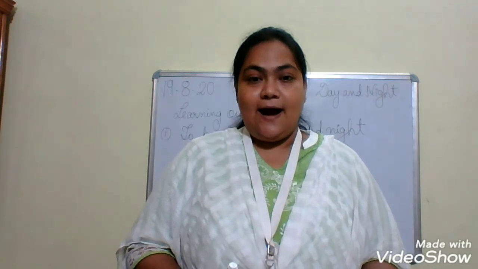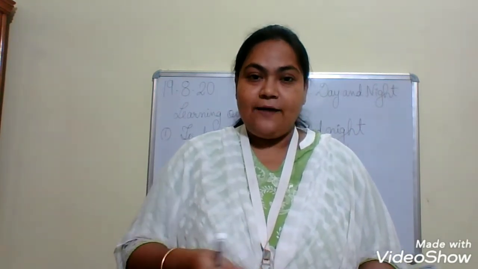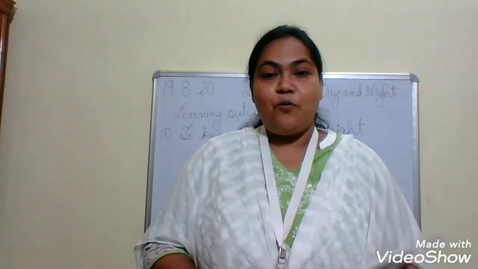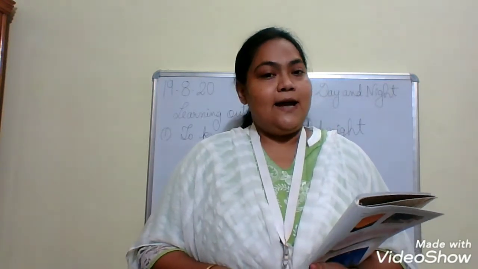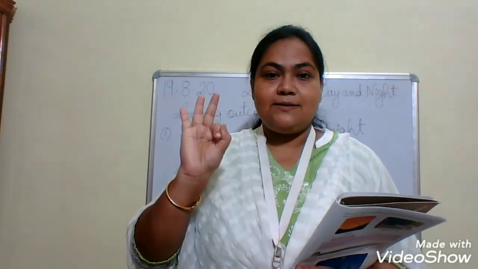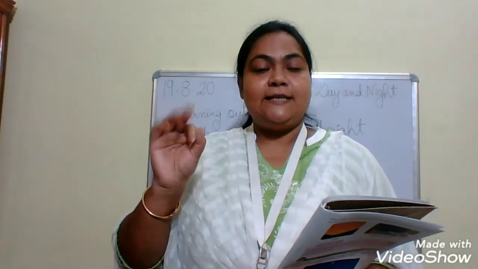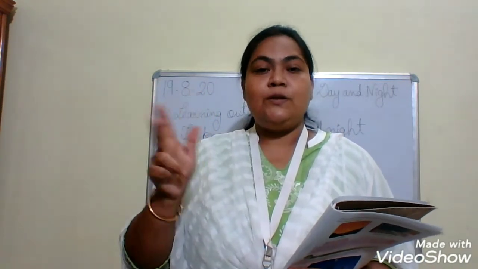Okay, children, these are the things we have learned. And before winding up the class, I would like to discuss what we have learned today. The main points I will discuss, children. Number one, we have learned about the days and night. We have learned that days are bright and warm and nights are dark and cool. And there are three main parts of a day, that is morning, afternoon and evening.